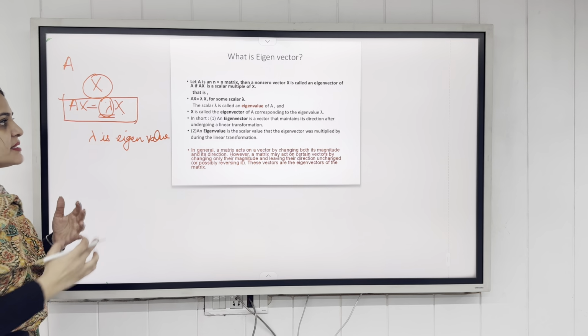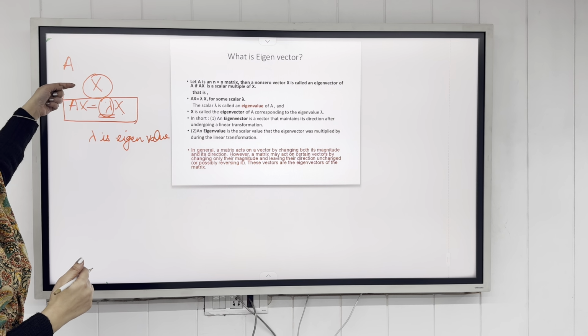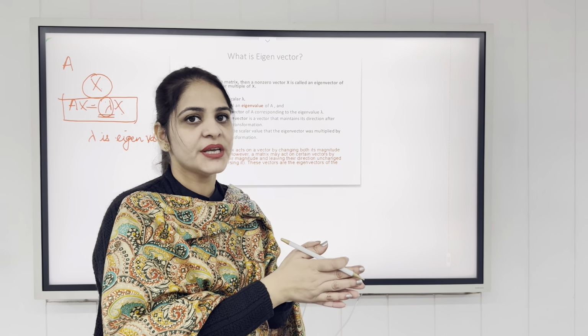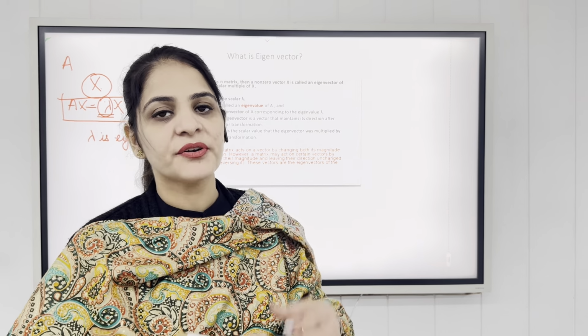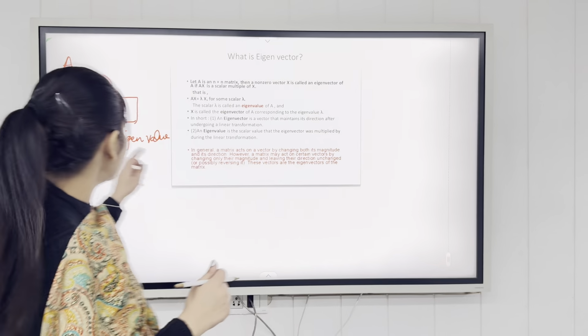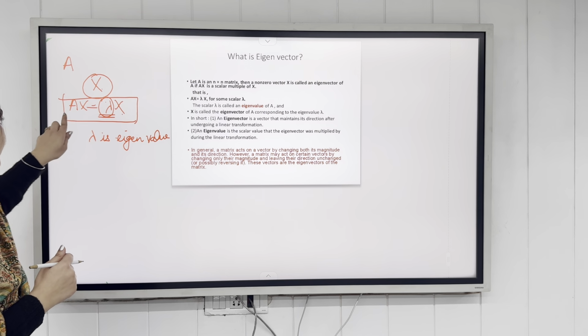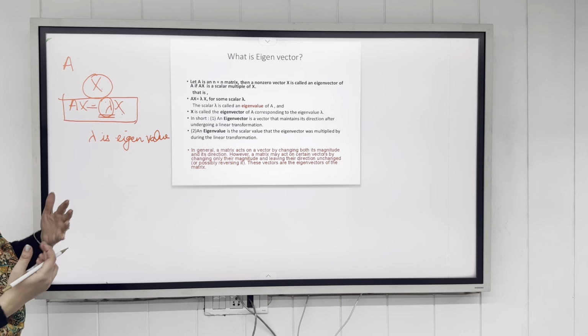Now in short we can say that an eigenvector is a vector that maintains its direction, that is, the direction will remain unchanged, and the only change will reflect in the magnitude. Lambda is the eigenvalue by which this eigenvector is scaled when the linear transformation is applied.